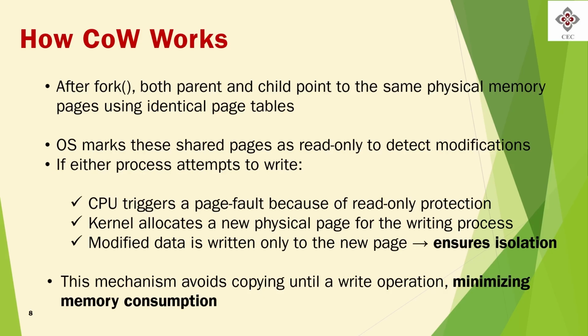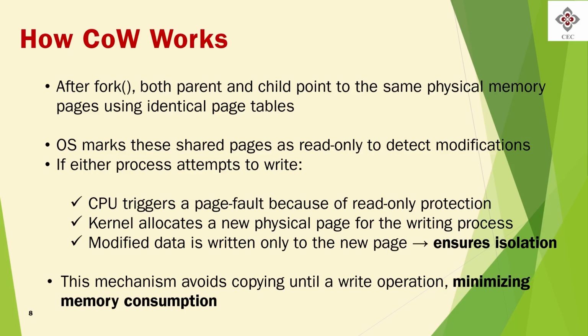If either process attempts to write, what will happen? Since these pages have read only privilege, if anybody attempts to write, it violates the rule. So, when you attempt to write to a read only page, the CPU will trigger a page fault. What is a page fault? I need a page, and the page is not available for writing. So, it generates an interrupt called a page fault. This page fault is generated because the access privilege is only read only.